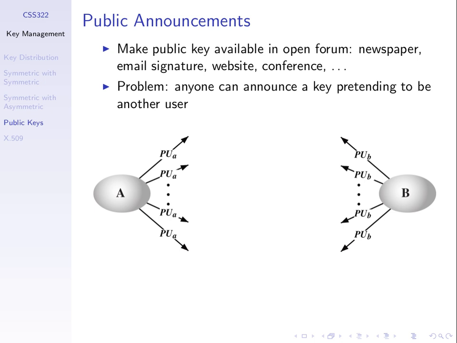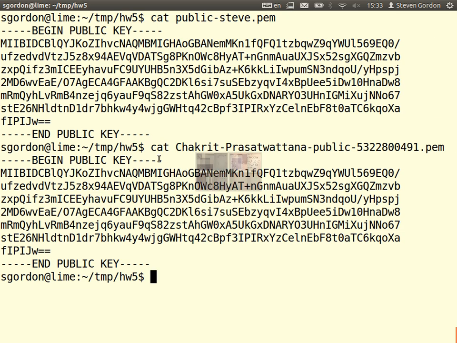Public announcements: at the end of your email, you include your public key, like the value that I showed for your Diffie-Hellman public key. You include this text at the end of your email, or you include it on a web page or in some forum, and then people know your public key.